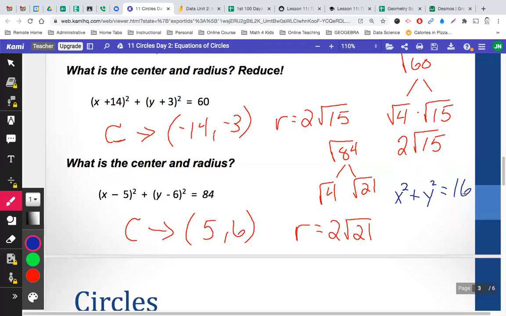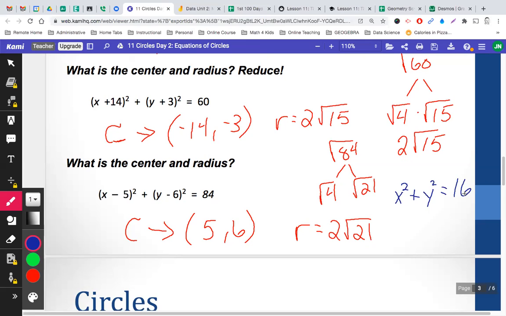The only way this could happen is if I was doing x minus 0 squared plus y minus 0 squared. Which happens, probably more often than any other center. But yeah, this is basically a circle that's centered at the origin at 0, 0. The radius part is still going to be the same. It's going to have a radius of 4, because the square root of 16 equals 4.